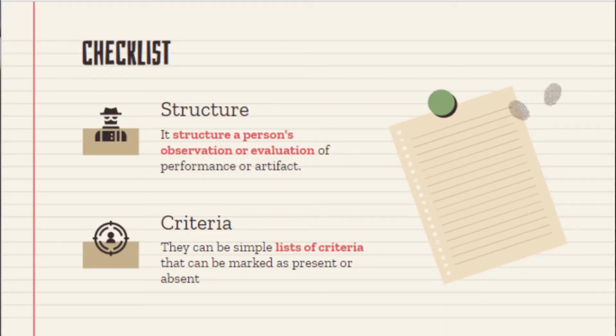Next is checklist. Checklists structure a person's observation or evaluation of performance or artifact. They can be simple lists of criteria that can be marked as present or absent, or can provide space for observer comments. These tools can provide consistency over time or between observers. Checklists can also be used to evaluate databases, virtual IM services, the use of the library spaces or the books in XU, or even structuring peer observation of instruction sessions.